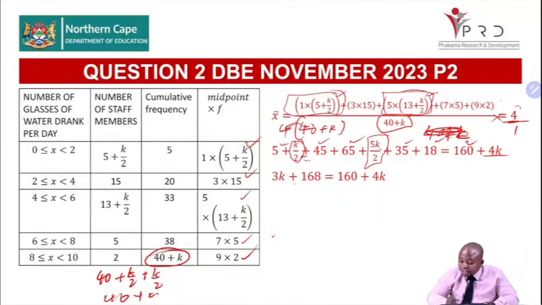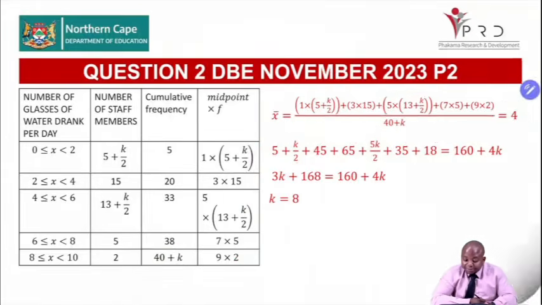We get 168 is equal to 160 plus 4k. Then to find k, our k is going to be 8. So the number of teachers that were absent was 8.